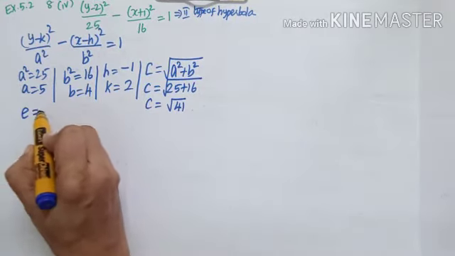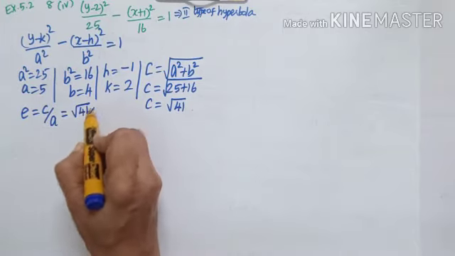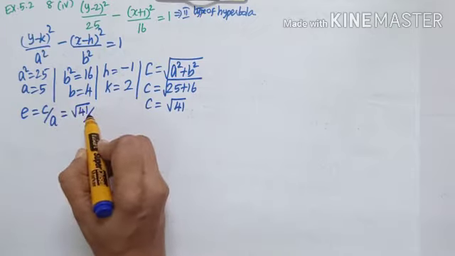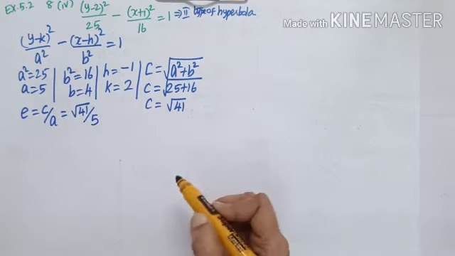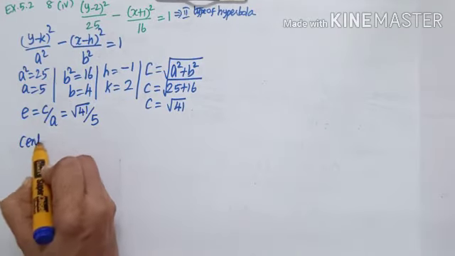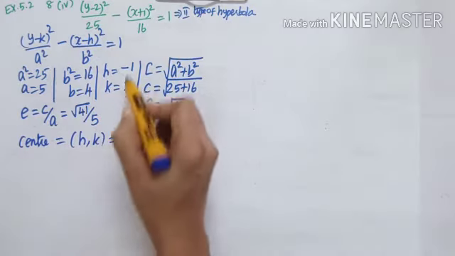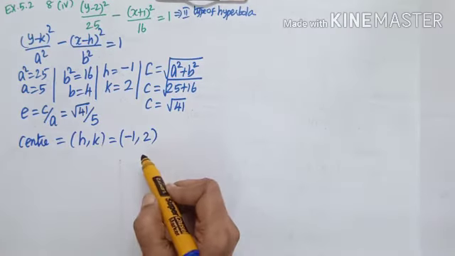What is E we get? C by A. C value root of 41 and A value is 5. Having known all this, let us write down the center. Center formula is H, K. That is minus 1, 2.